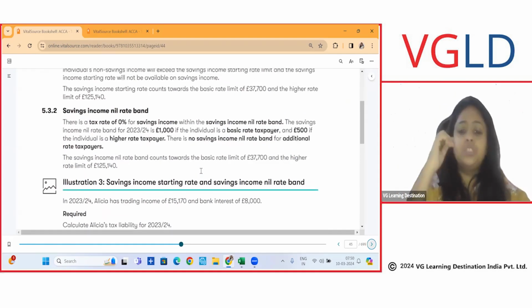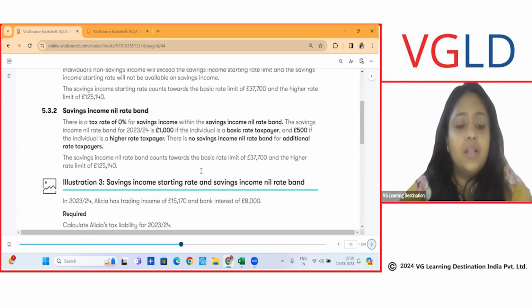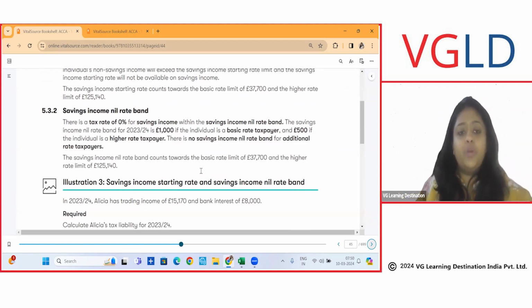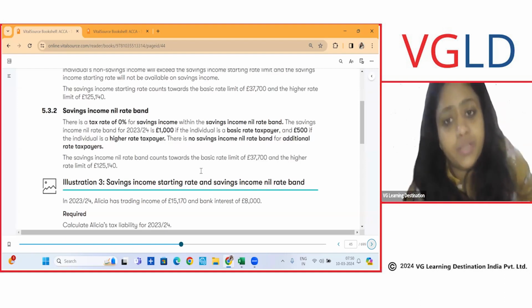Okay, let's do this question. Illustration 3, give me the answer in the chat box. Look at the question. We'll do one or two questions right now, and then I'll take up a dividend income question also.